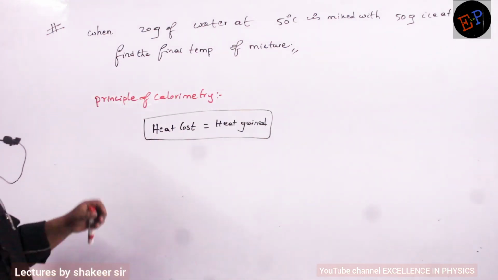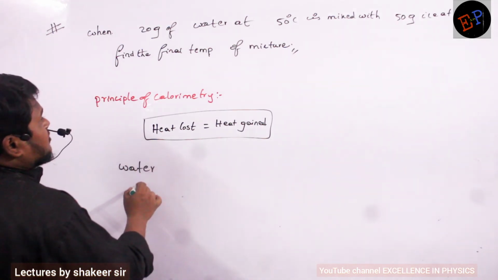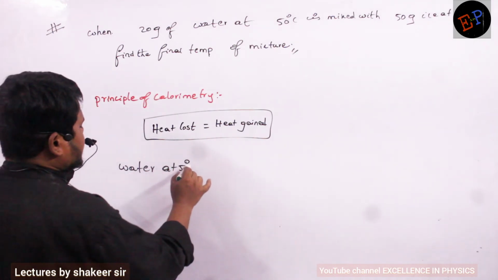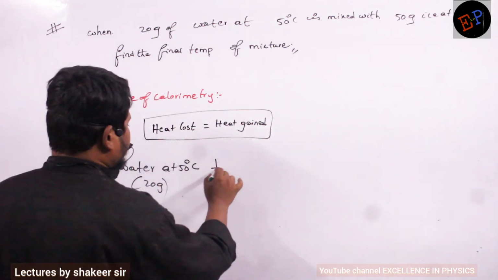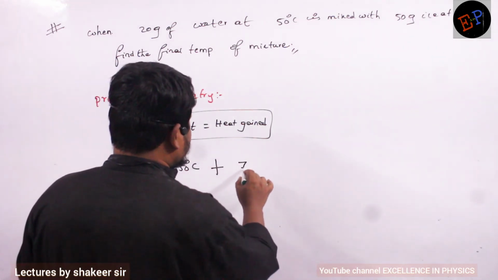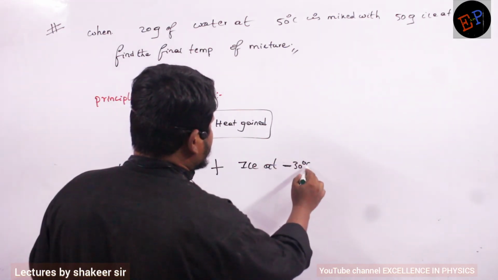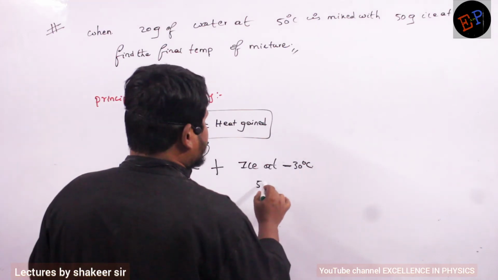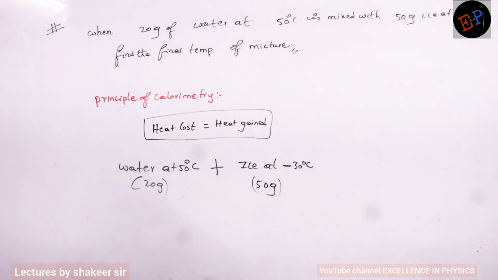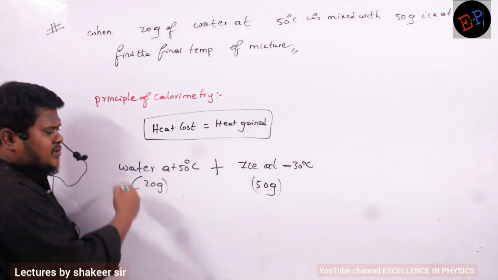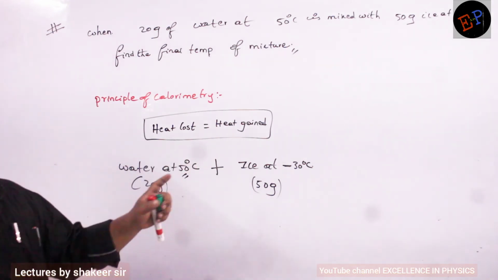Now this problem also we have to solve using the principle of calorimetry only. What are the two things we are mixing? We are taking water at 50 degrees Celsius, and the mass of water is 20 grams. I am adding this to ice at minus 30 degrees Celsius, and 50 grams of ice was present. So which one loses heat energy and which one gains heat energy? Water loses heat energy because it is at a higher temperature, and ice receives heat energy because it is at a lower temperature.